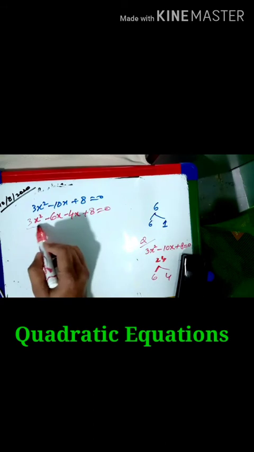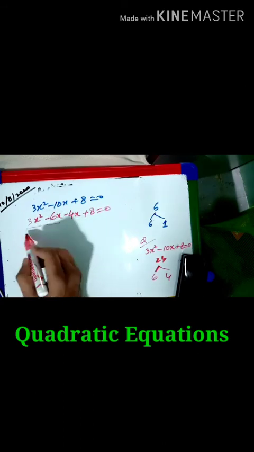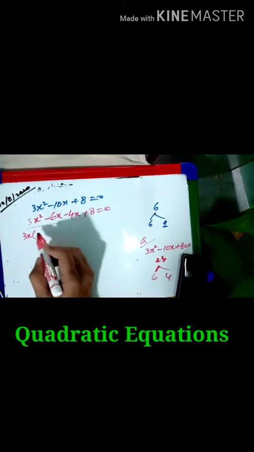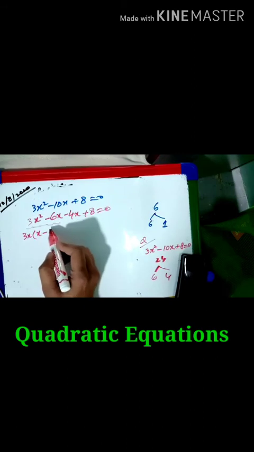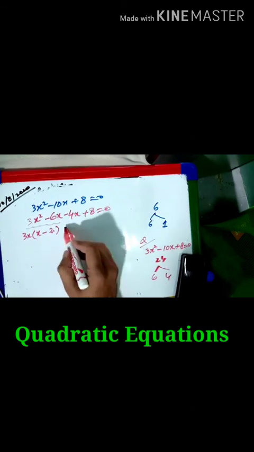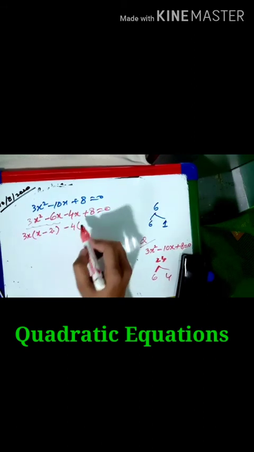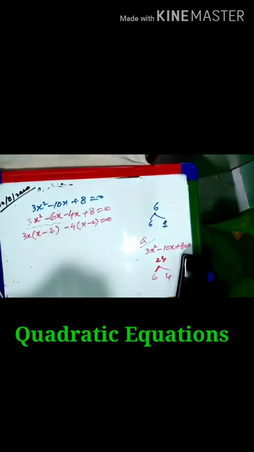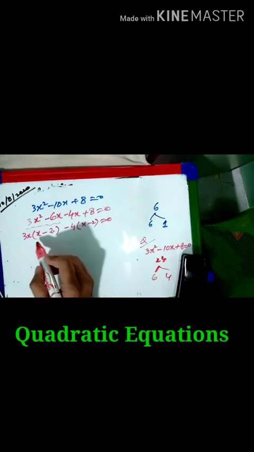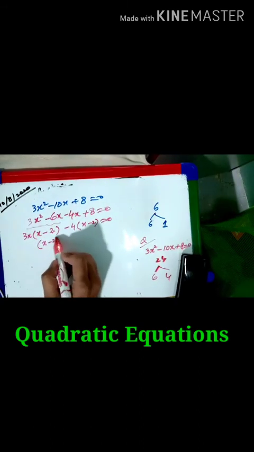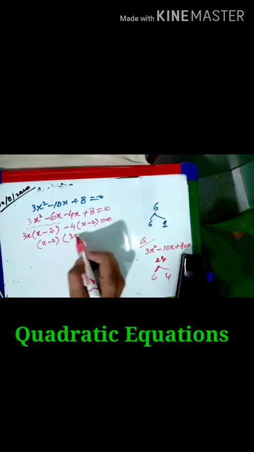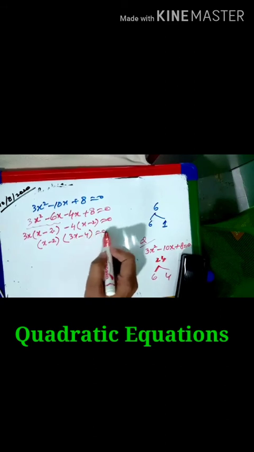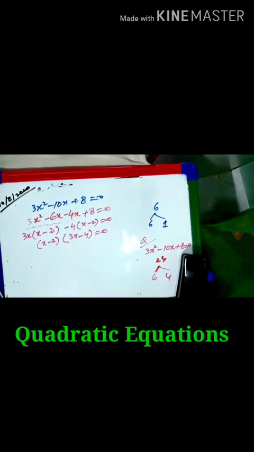And then from these two, I will take 3x common: x minus 2. From here, minus 4 is common: x minus 2. Now you see the signs of the brackets are the same. Now these are the correct factorization. So when things come, then we learn.